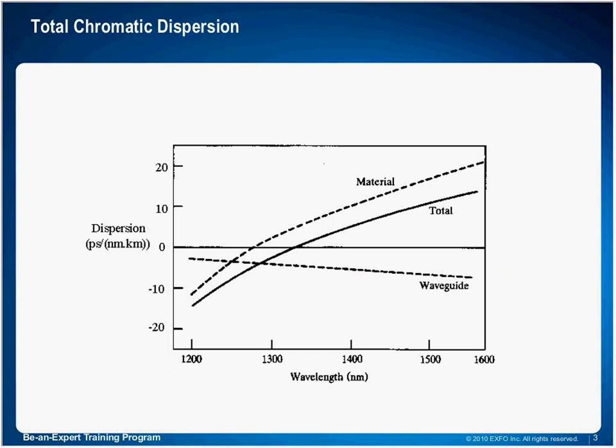What we're looking at here is a graph showing, along the x-axis, different wavelengths, and along the y-axis, the dispersion which corresponds to all of these different wavelengths. What we can see is the upper curve is a dotted line with the word material. This is a contribution of the fiber itself. The composition of the fiber is contributing to the dispersion.